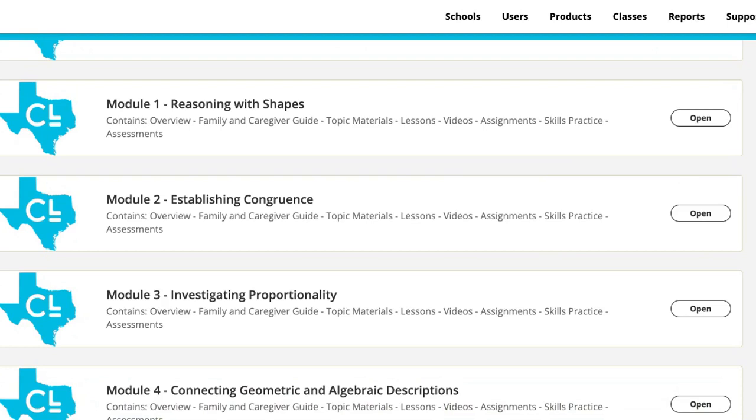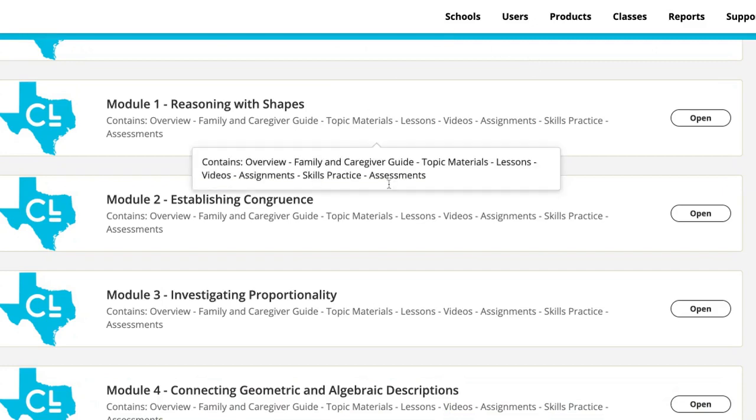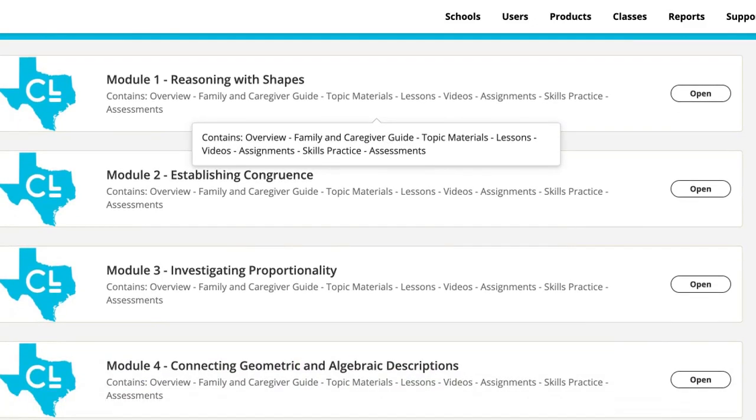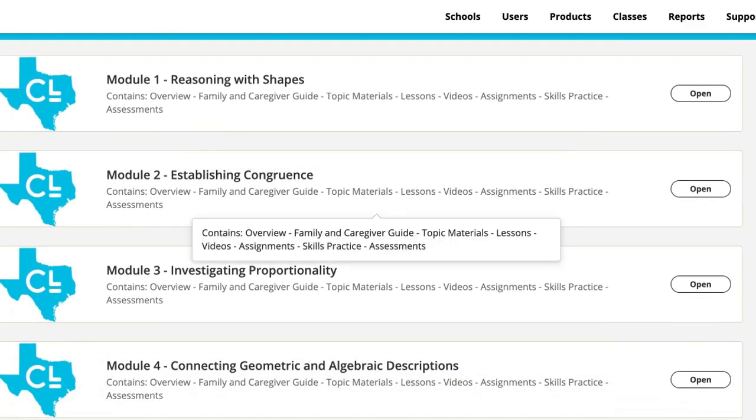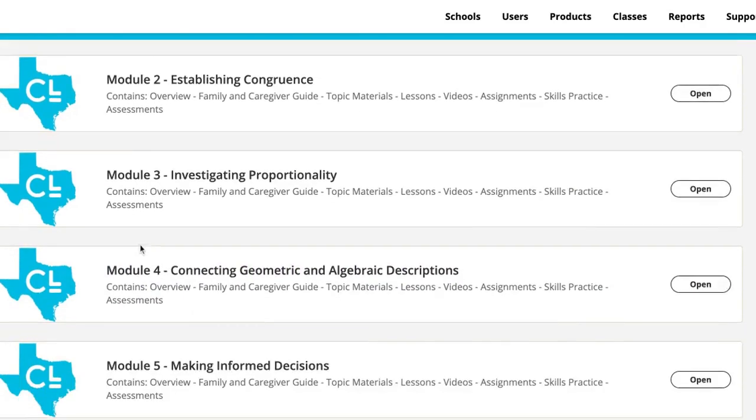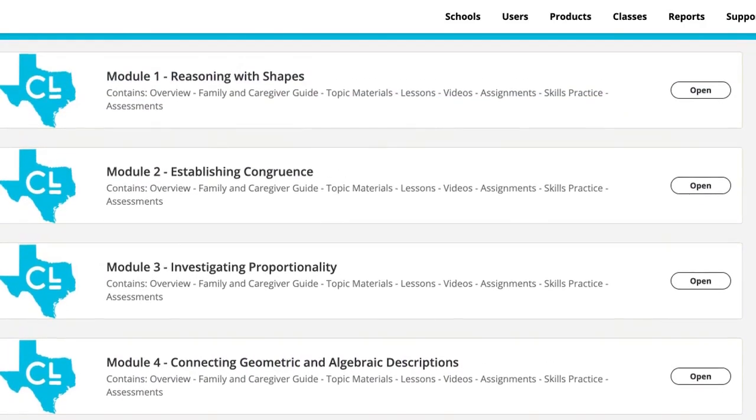So how do we access it? When you go to carnegie.com and log in, it will take you to your geometry course, or whatever course you are teaching. You will have your modules listed here. For example, if you're working on module 2, then you click open module 2.